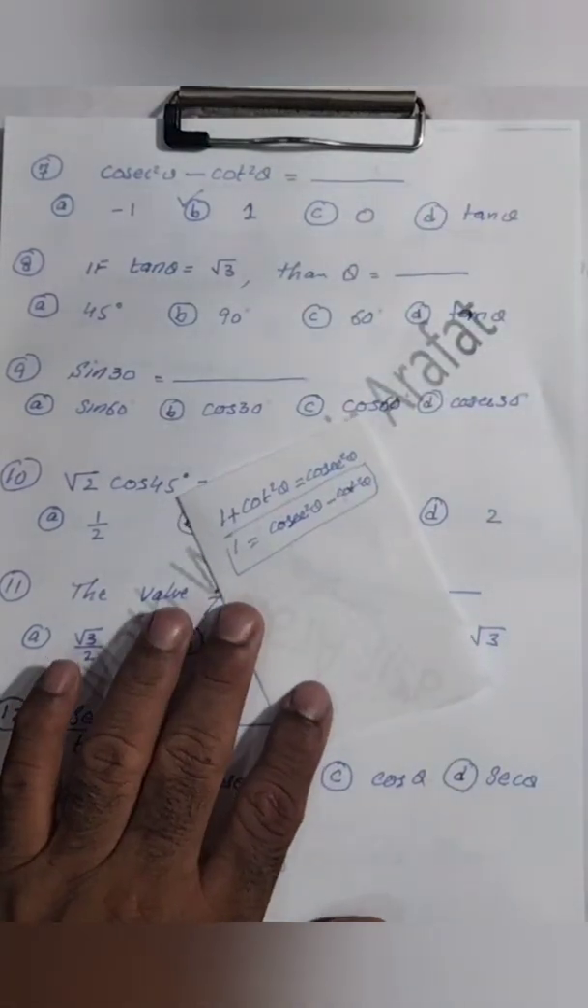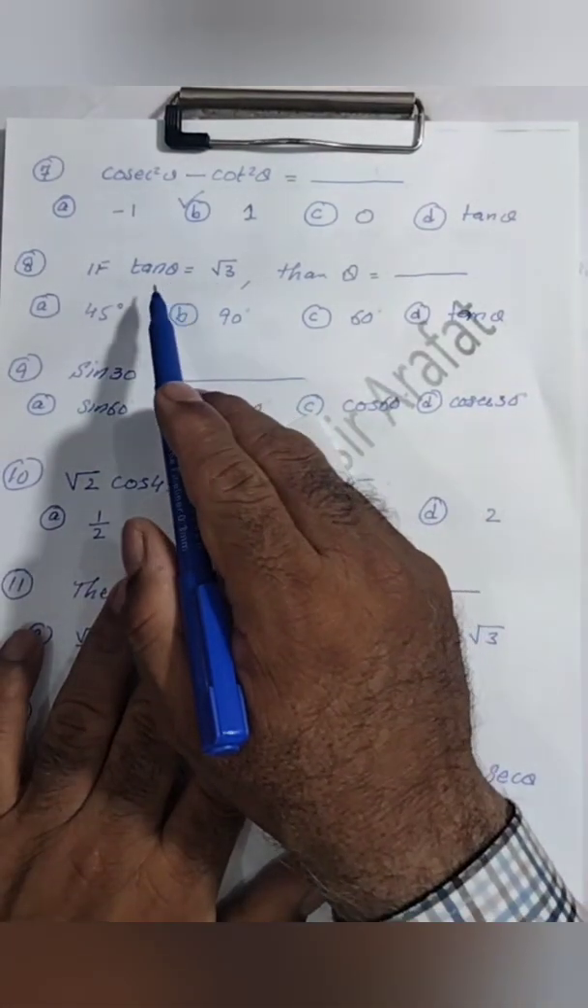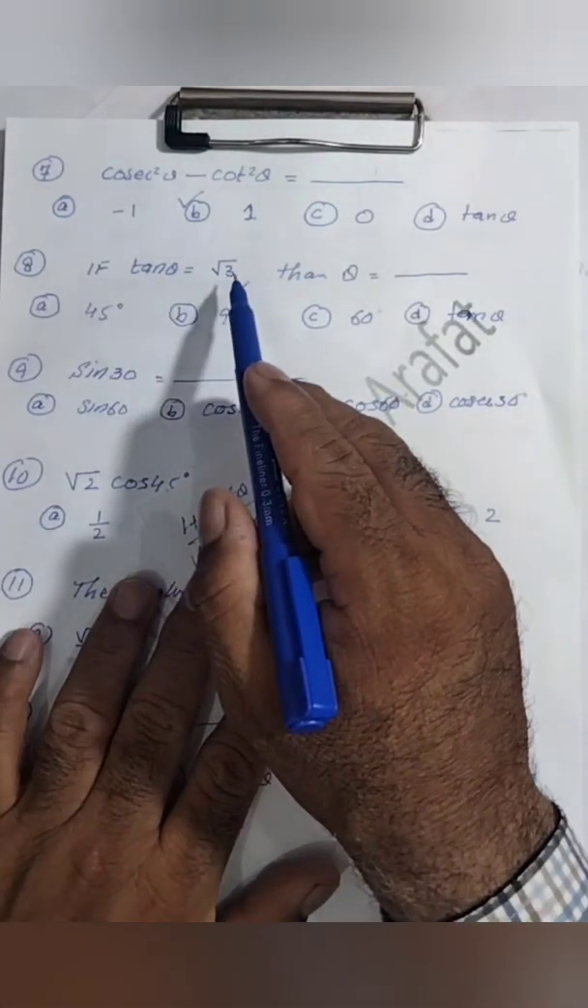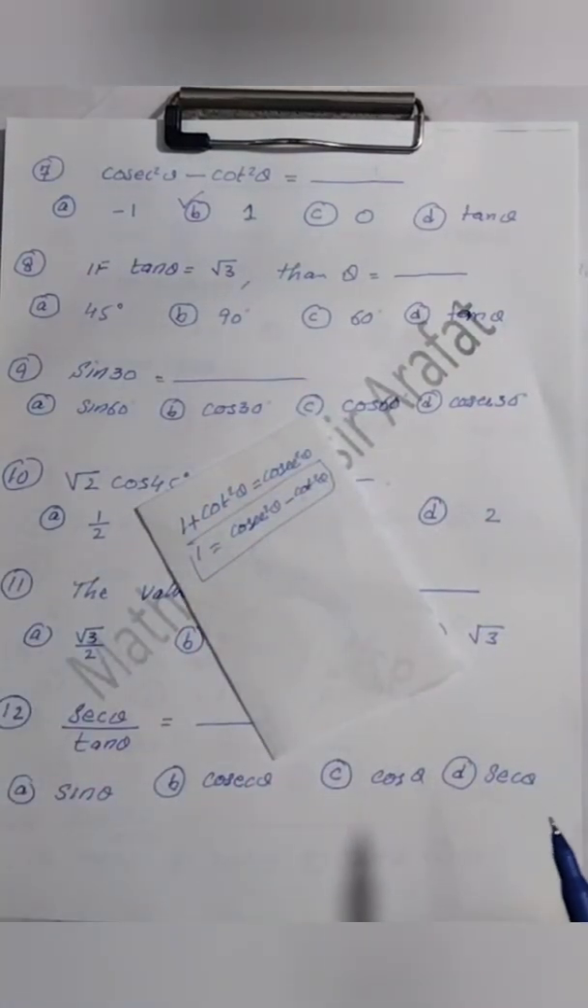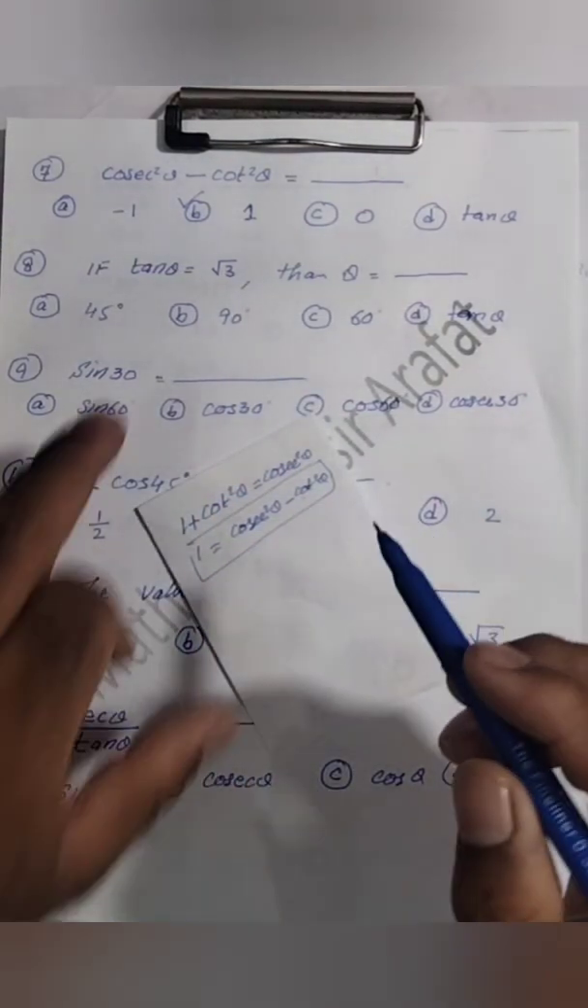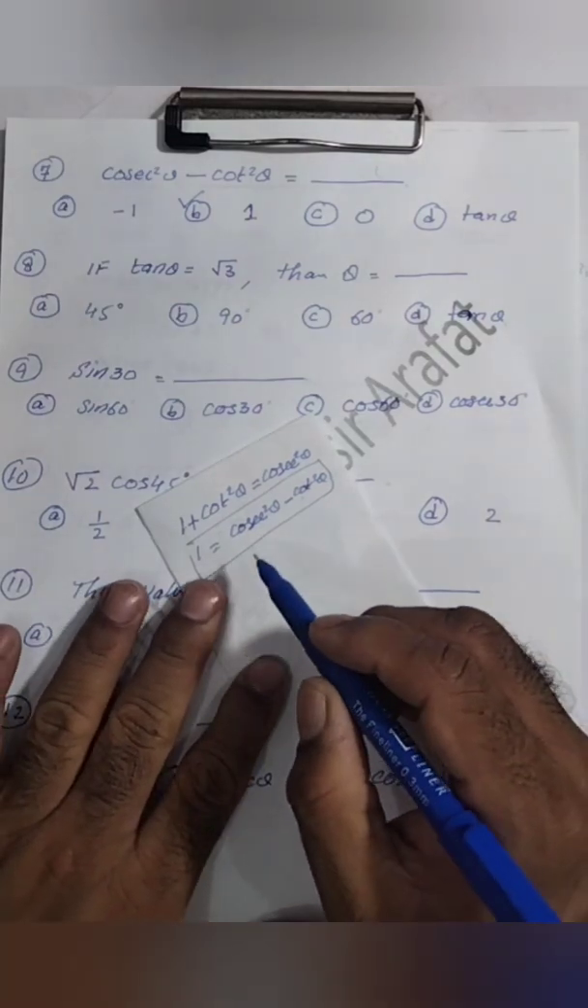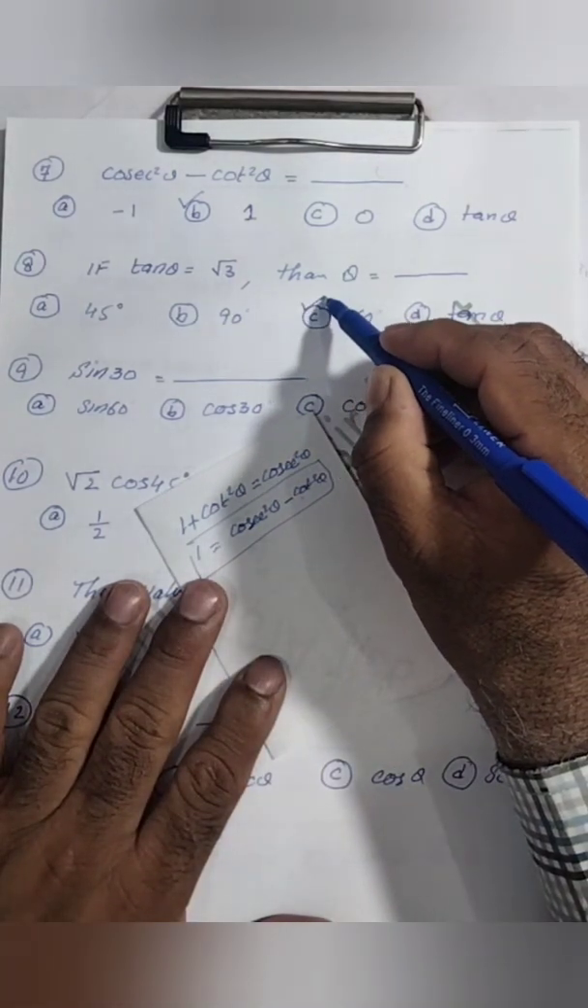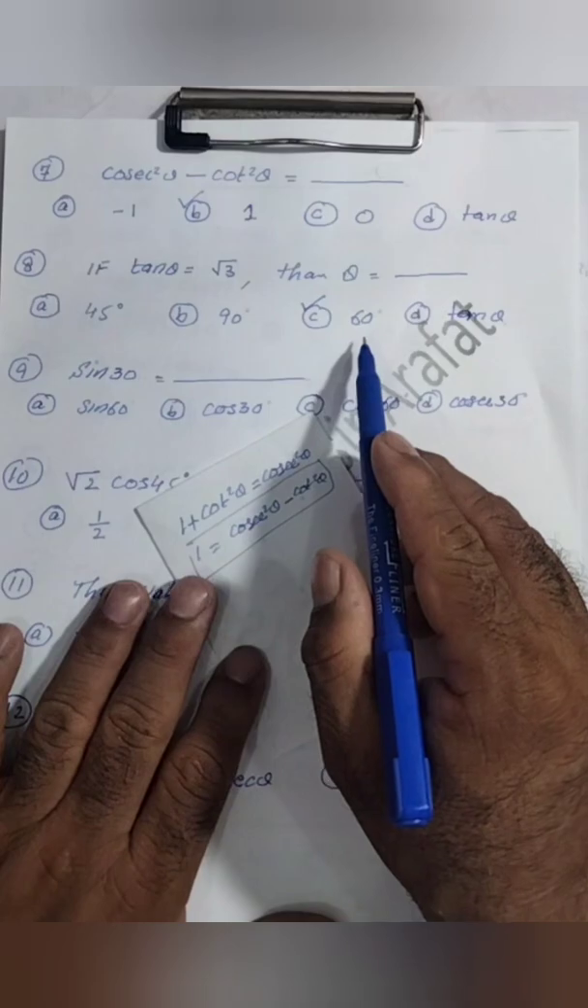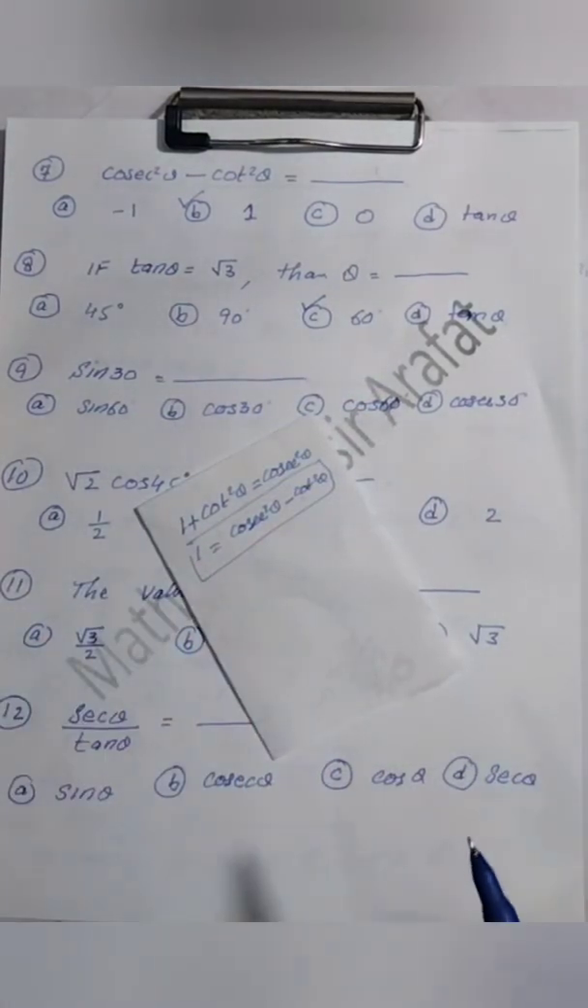Now the question says if tangent theta is equal to tangent 60, what will be the value of theta here? So here theta is 60 degree because tangent 60 is radical 3.